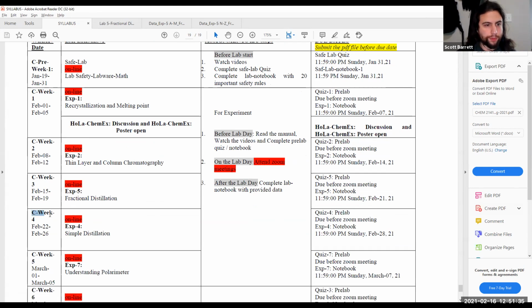Next week will be week 4. We'll be performing simple distillation, and same as usual, make sure to try and get your quiz turned in by Friday for this. If you can't get it turned in for fractional distillation this week's quiz, please contact me via email. So let's go ahead and get started.